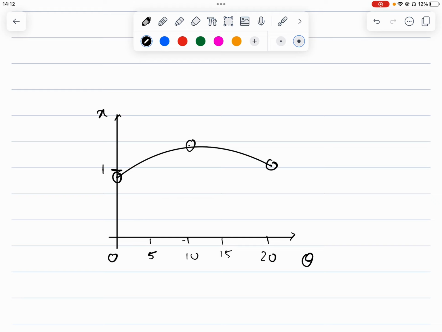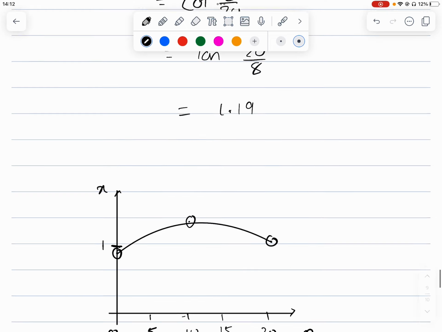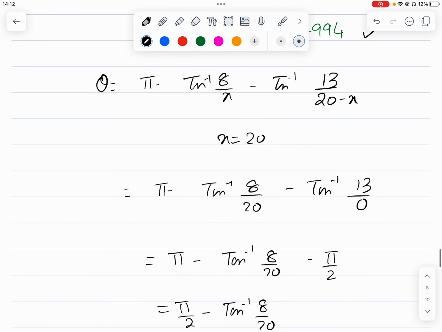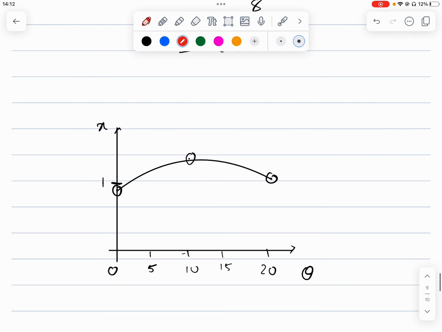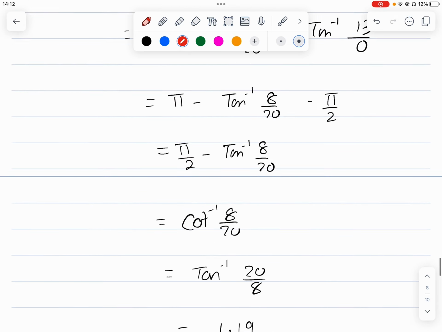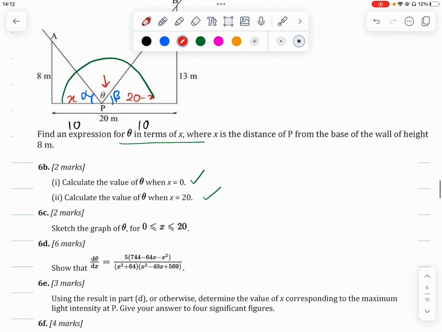Now what is the peak value? We can plug x equals 10 and get that answer. As such, I have already done it. I can keep it as 1.55, which is theta equals pi minus tan inverse of 8 upon 10 minus tan inverse of 13 upon 10. When you do it by calculator, you should be able to get 1.55. That is all about that.